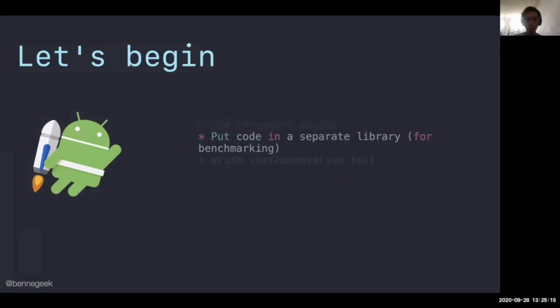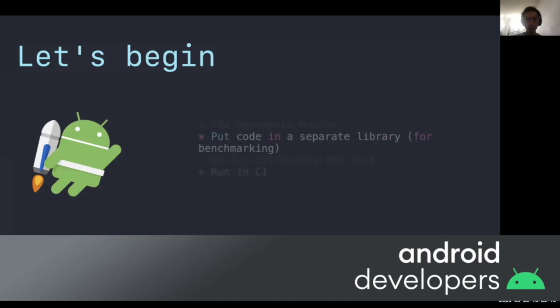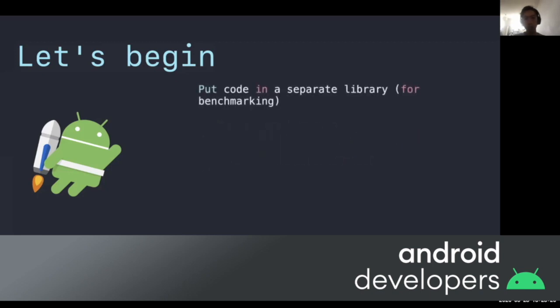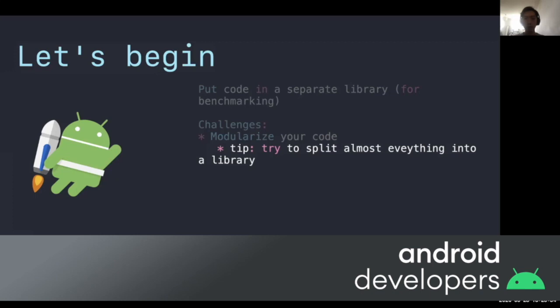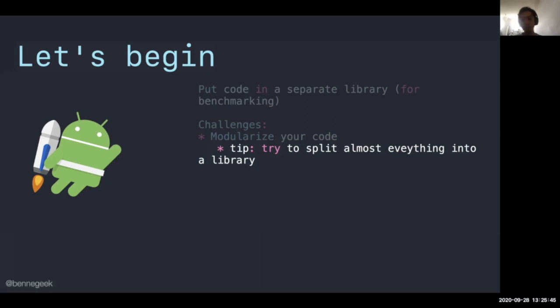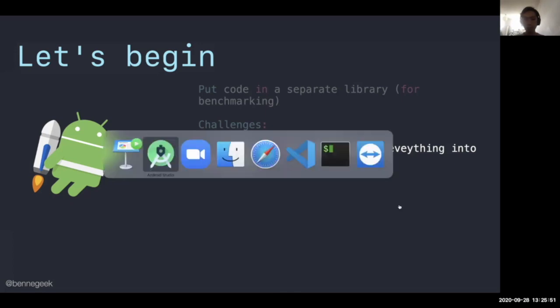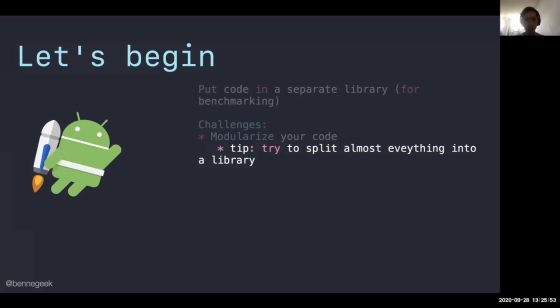So now that you have the benchmark module, you want to put code in a separate library for benchmarking. One advice we can give you there, because we faced some challenges, is really try to modularize your code early on so you can benchmark it later. Or if you don't have your modules yet, you have some code, for example, in your application module that you want to benchmark. One thing we've tried is we split almost everything from that app module into a separate library, and then just keep the bare minimum in the app.